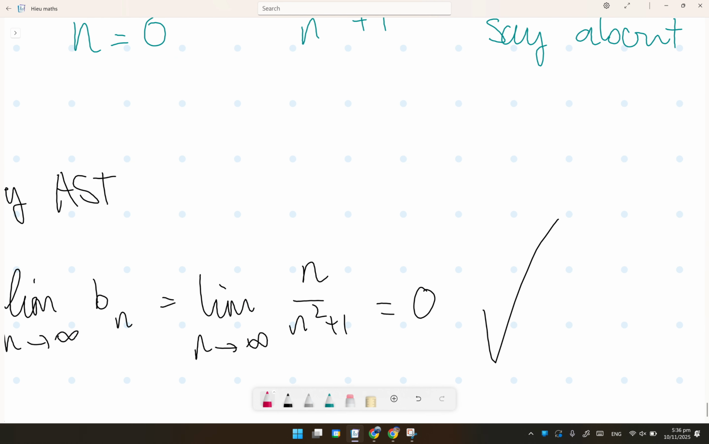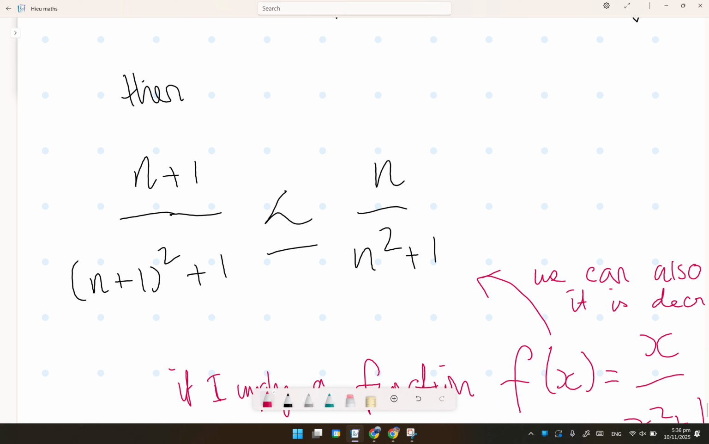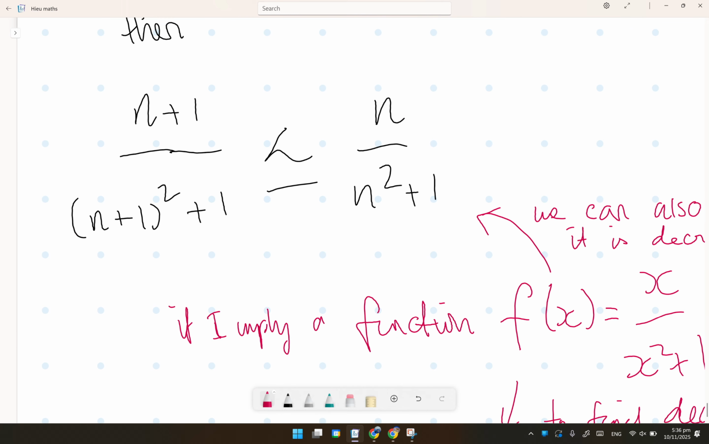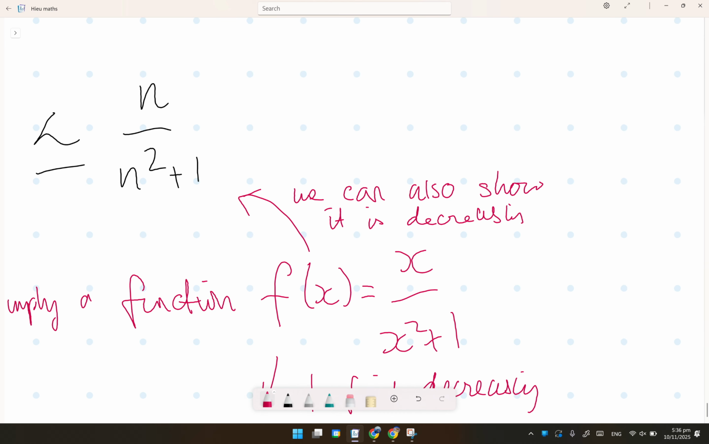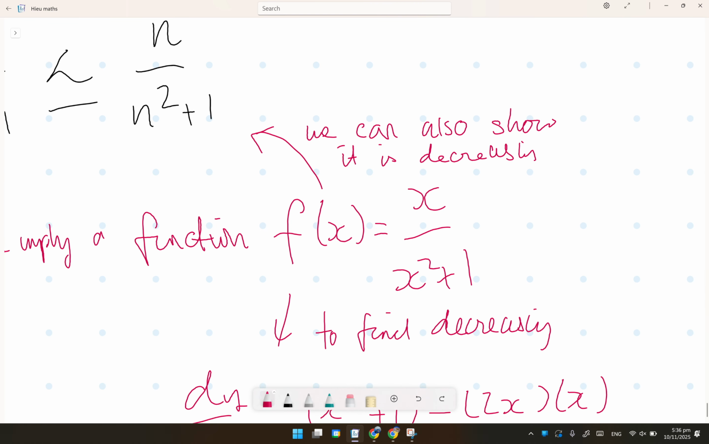And let's check the limit at infinity. So n over n squared plus 1 is definitely 0. And then we look at this. We need to show that n plus 1 over (n plus 1) squared plus 1 is less than n over n squared plus 1. Well, what we can do is create a function from this. So let's do a function. This just goes here, right? So what we have is x over x squared plus 1. And to find if something is decreasing, we look at its derivative.